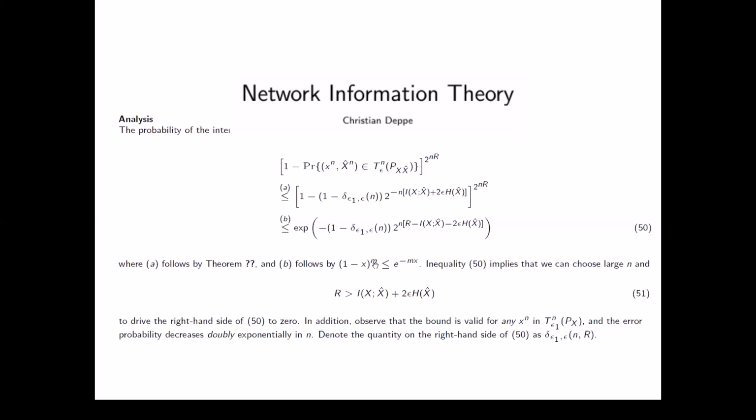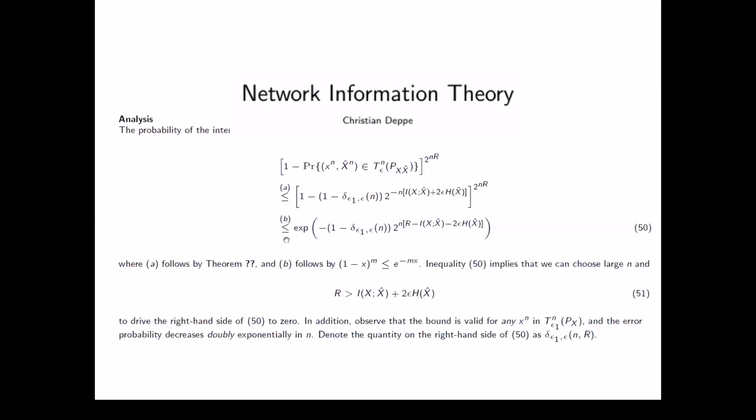And now you take it to the m, and then we have 1 minus x to the m less than or equal to e to the minus m times x. I will write this in more detail after this proof on the board. So if you apply this, then we can write this part here in this way.